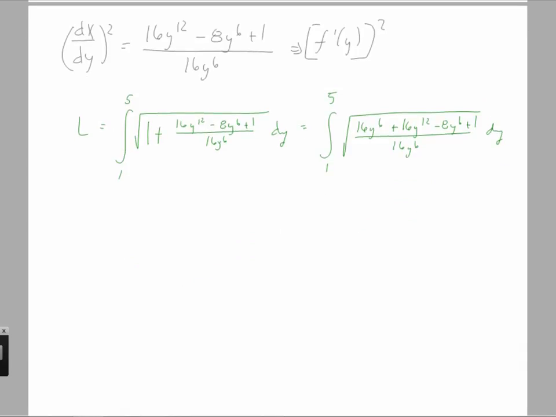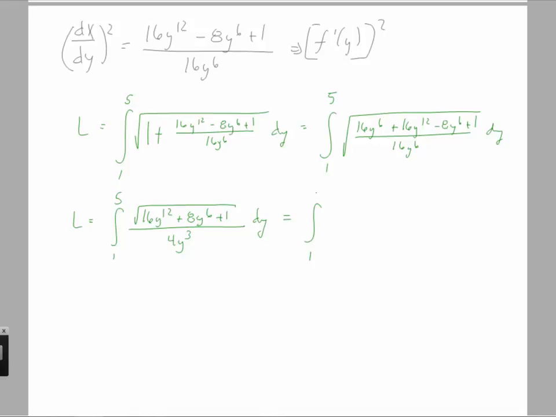As we continue to simplify, we're trying to get this into a form that I can integrate. Now the square root of 16y to the 6th, that's doable. That would be 4y cubed. Now up here when I combine like terms, 16y to the 6th minus 8y to the 6th is 8y to the 6th. My highest power though is 16y to the 12th plus 8y to the 6th plus 1, dy.